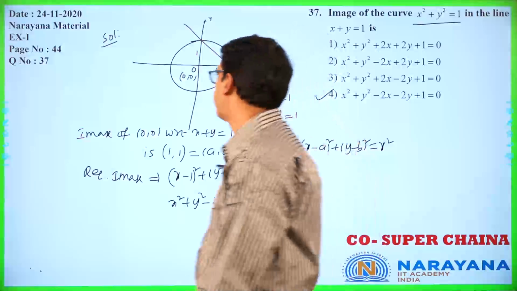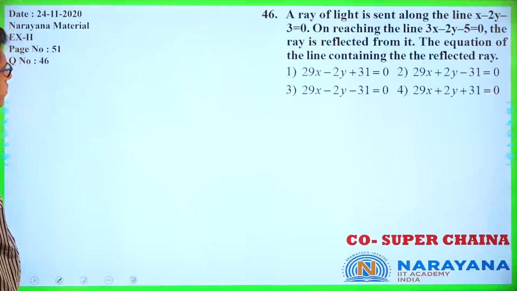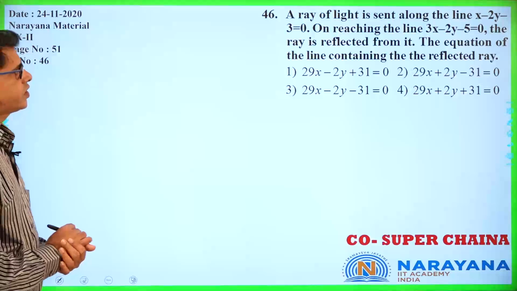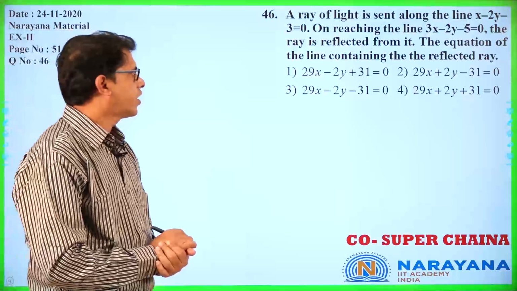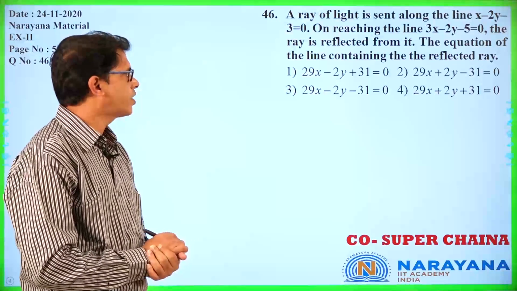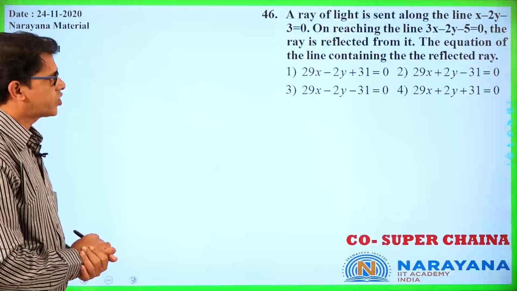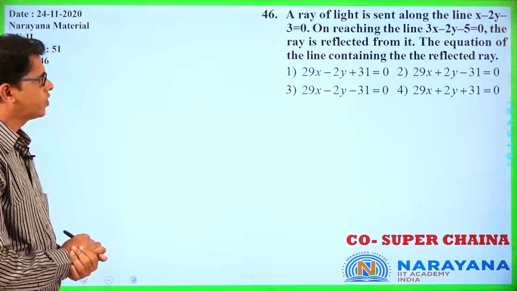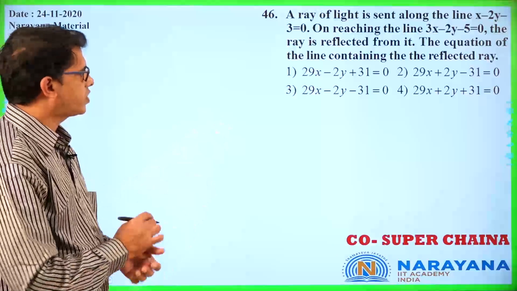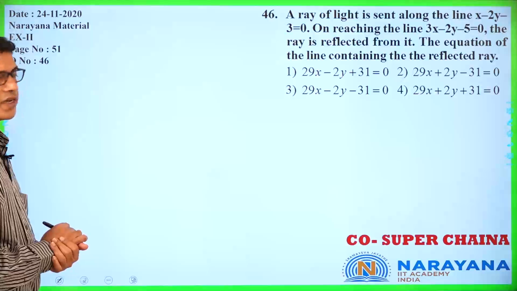Next one. This one is an important one. A ray of light is sent along the line x minus 2y minus 3 equal to 0. On reaching the line 3x minus 2y minus 5 equals 0, the ray is reflected from it. Then the equation of the line containing the reflected ray.